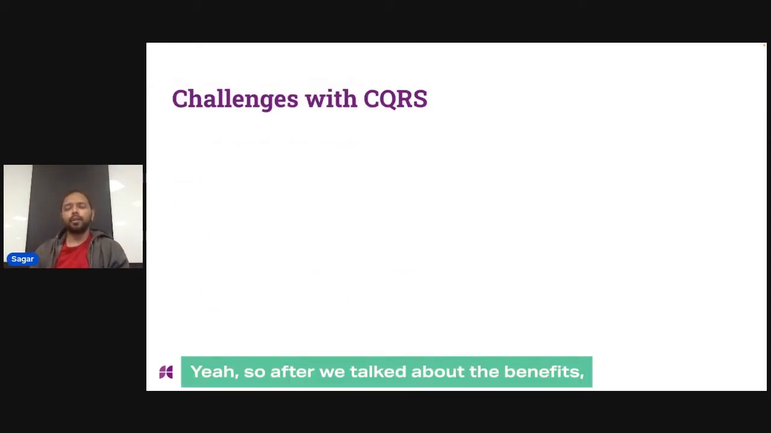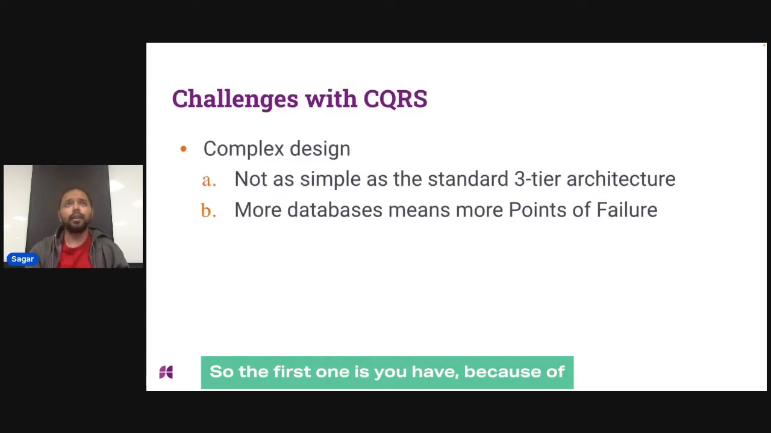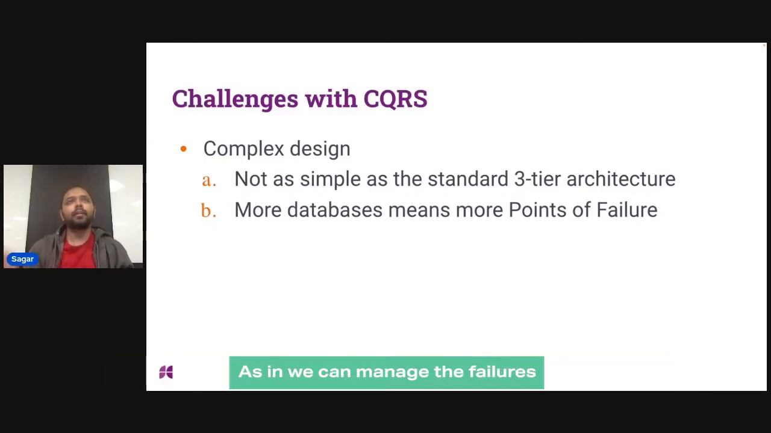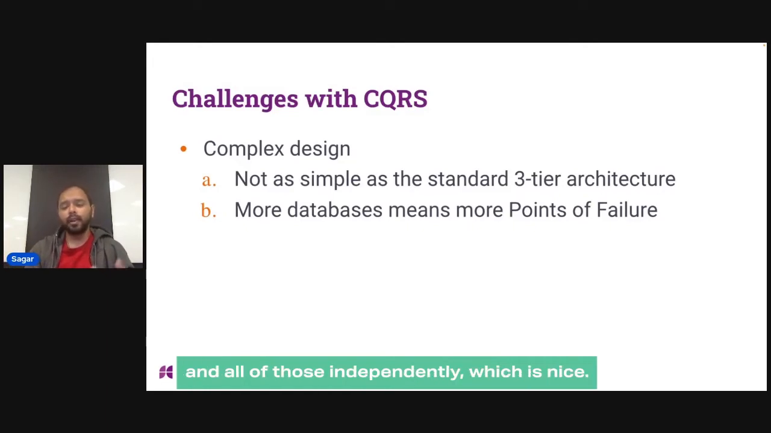So after we talked about the benefits, let's talk a little bit about the challenges. The first one is, because of these additional things that you've added to the system design, it looks a little more complex than your standard 3-tier architecture. But it also means that you have added more components. That means you have more points of failure in the system. But in our case, this complex design seems to work out, as in we can manage the failures independently, which is nice.